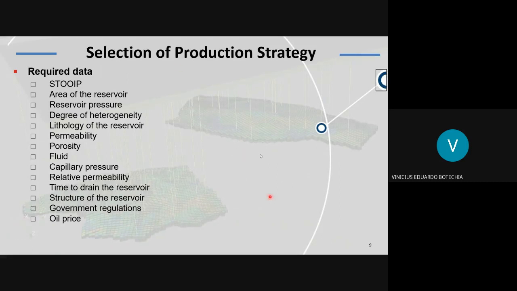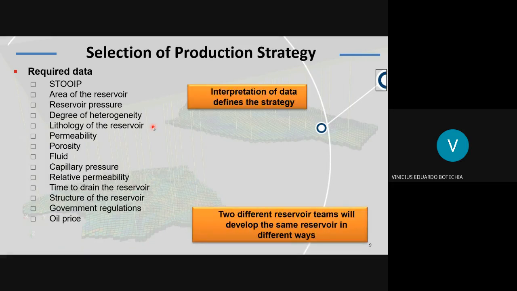It's some reservoir data, such as oil in place, the area, the reservoir pressure, permeability, porosity, fluids, and so on, right? Then other requirements like government regulations, which depend on the country and so on, the oil price, and whether you're doing pessimistic or optimistic estimates, and so on. Just to simplify, these are some of the input data necessary for the engineers to work with production strategy.